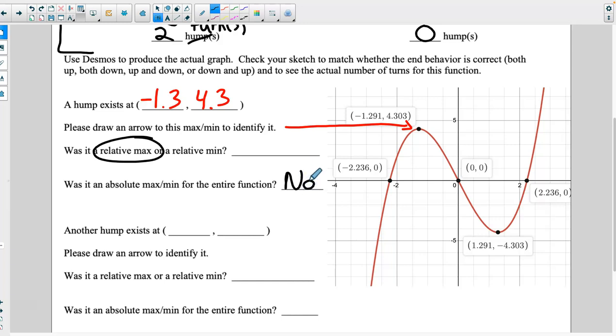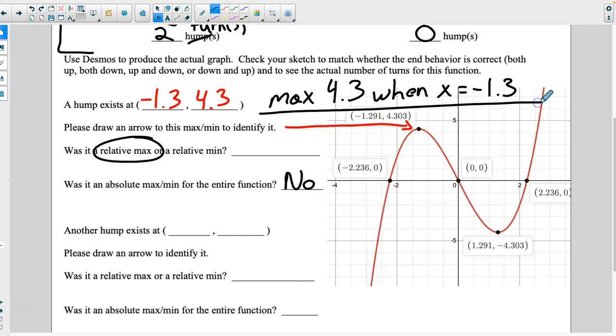Now, instead of writing this out as a coordinate pair, I can also write this out as a max of 4.3 when x equals negative 1.3. That's actually the preferred way to do it. However, sometimes we ask you for a coordinate pair, like where does it happen. Sometimes we ask you to write it like that. So you want to be able to do both. I'm not going to do that for every single one, but I will throw it out there a number of times. So that was our first point.